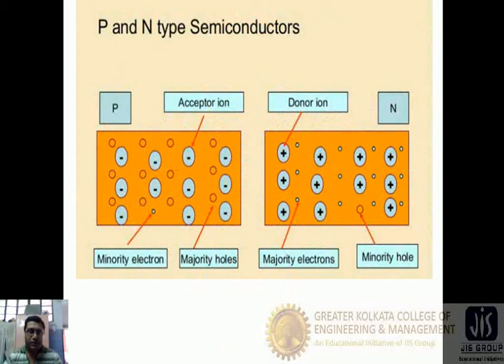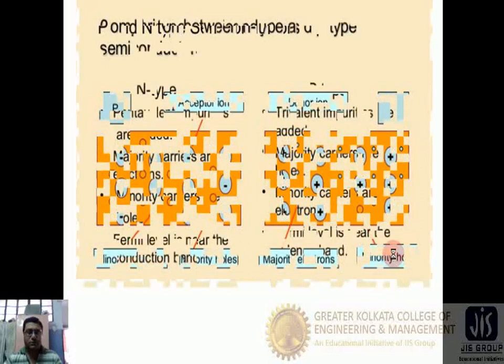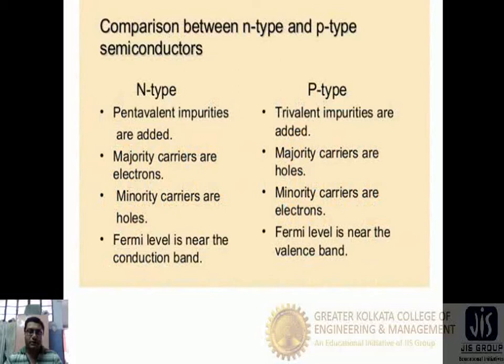In this picture we can see the difference between a p-type semiconductor and an n-type semiconductor. For p-type semiconductors, the electrons are the minority carriers and the holes are the majority carriers, and in the case of n-type semiconductors, the electrons are the majority carriers and the holes are the minority carriers. So here you can see the comparison between the n-type and p-type semiconductors.